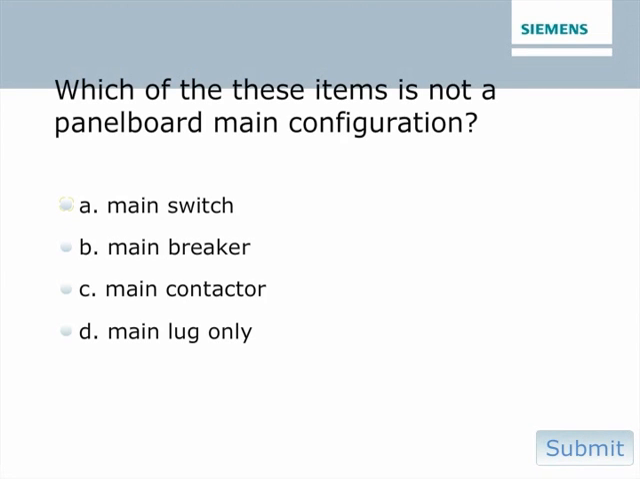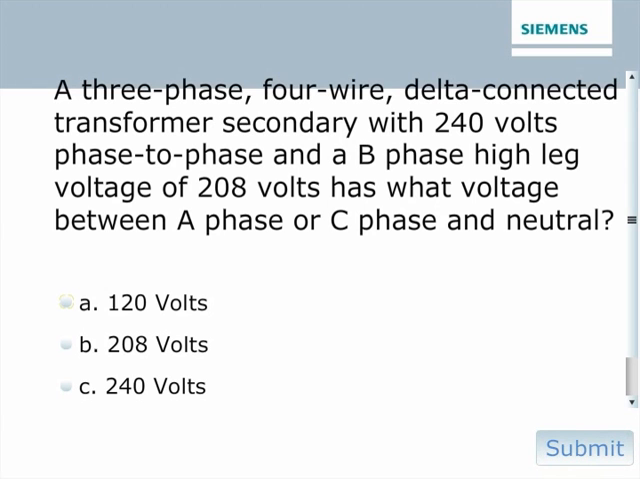Question 2. Which of these items is not a panel board main configuration? Is it A. Main switch, B. Main breaker, C. Main contactor, or D. Main lug only? Question 3. A 3-phase, 4-wire, delta-connected transformer secondary with 240 volts phase-to-phase and a B-phase high leg voltage of 208 volts has what voltage between A-phase and C-phase to neutral? Is it A. 120 volts, B. 208 volts, C. 240 volts, or D. 480 volts?